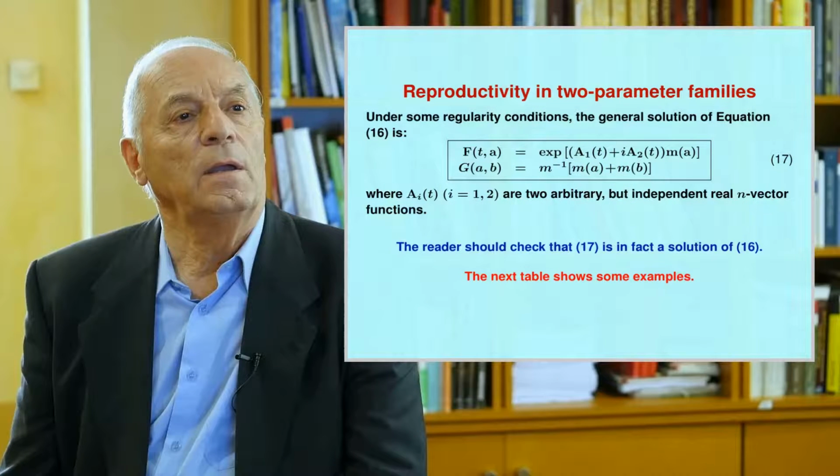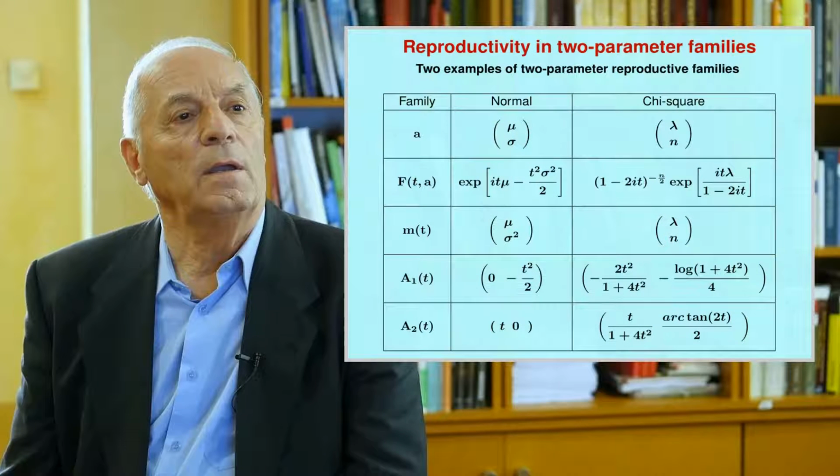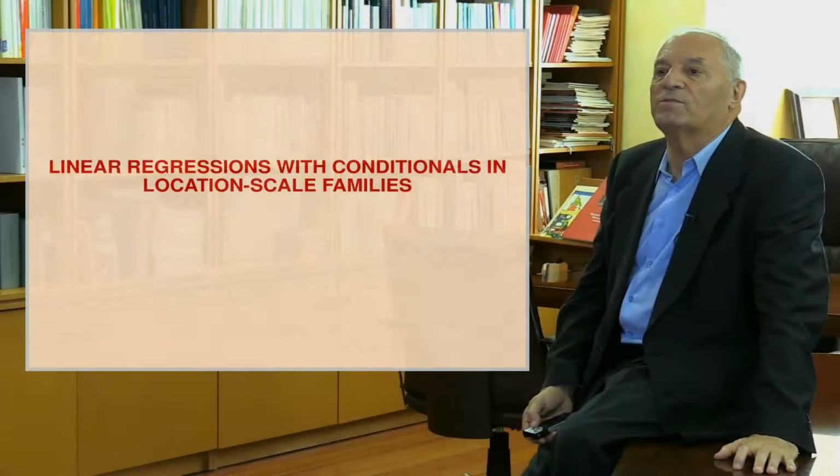Under some regularity conditions, the general solution of equation 16 is 17, where a1 and a2 are two arbitrary but independent real n-vector functions. The reader should check that 17 is in fact a solution of 16. The next table shows some examples. This table shows the interesting examples of biparametric reproductive families. Our last example refers to bidimensional densities with linear regressions and conditional distributions in location scale families.